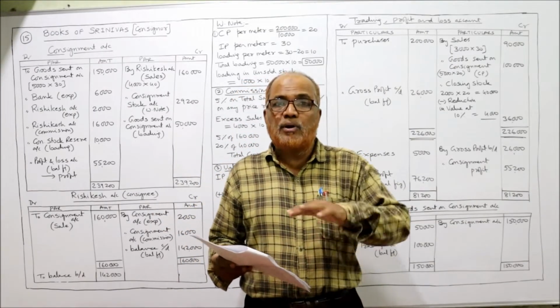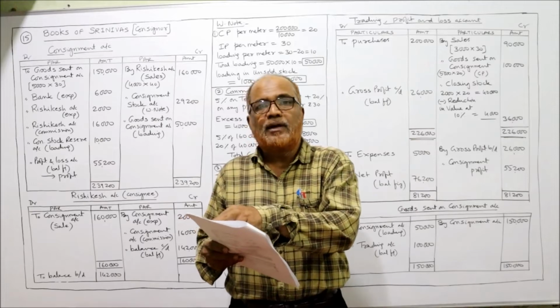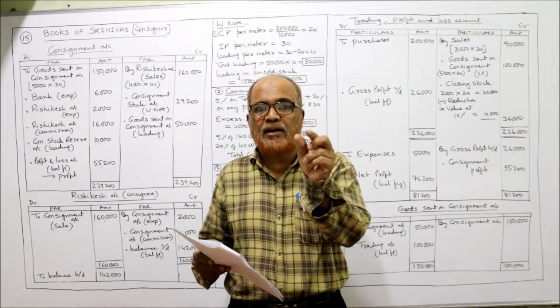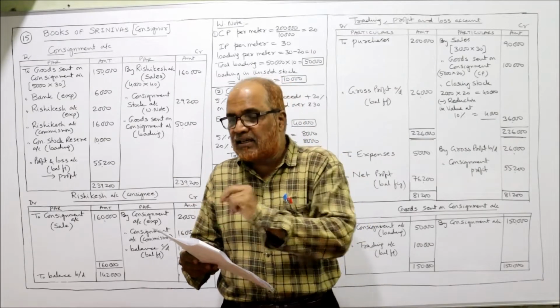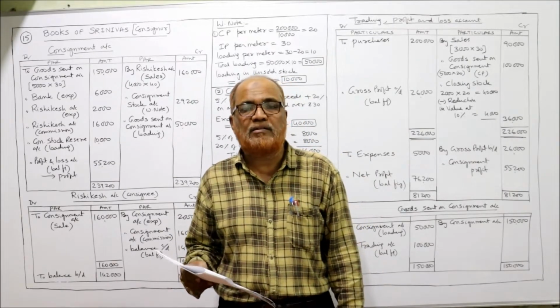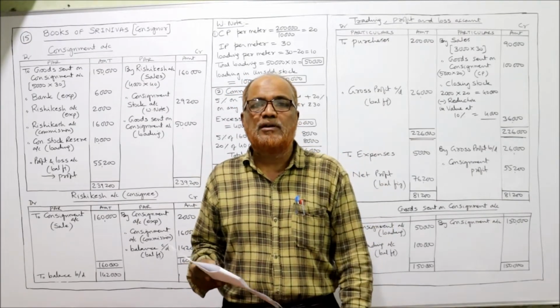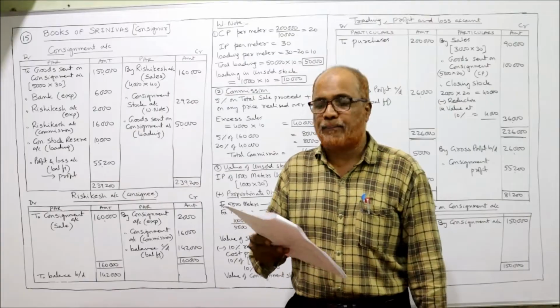Invoice price. Because cost price was 2 lakh divided by 10,000, we got cost price per meter 20 rupees, but he is sending at 30 rupees. So 30 rupees the invoice price. So 30 rupees invoice price, 20 rupees cost price. So 10 rupees is the loading.